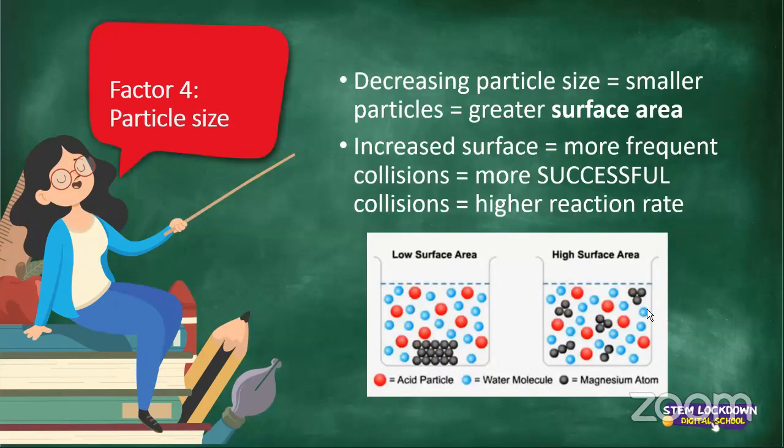Okay, then factor 4 is what I refer to as particle size. It is surface area, but the reason I refer to it as particle size is going to make sense in a second. So if you look at the diagram that I've put up there, the first one is a low surface area and the second one is a high surface area. And we are looking at the black particles, so the magnetic atom.